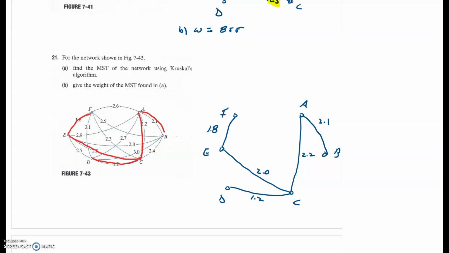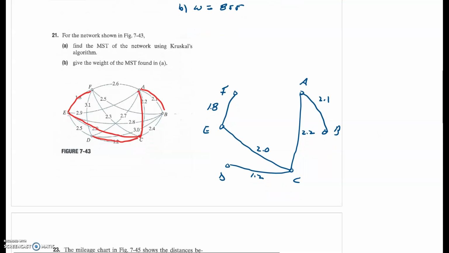And there, I'm done. Notice all the vertices are connected. I have a minimum spanning tree. Now to find the weight of that minimum spanning tree, so that's part A. For part B, the weight of this minimum spanning tree, we just add them all up. 1.2, 1.8, 2.0, 2.1, and 2.2. Add them up in a calculator, and I get 9.3 for the weight of this minimum spanning tree. Okay.